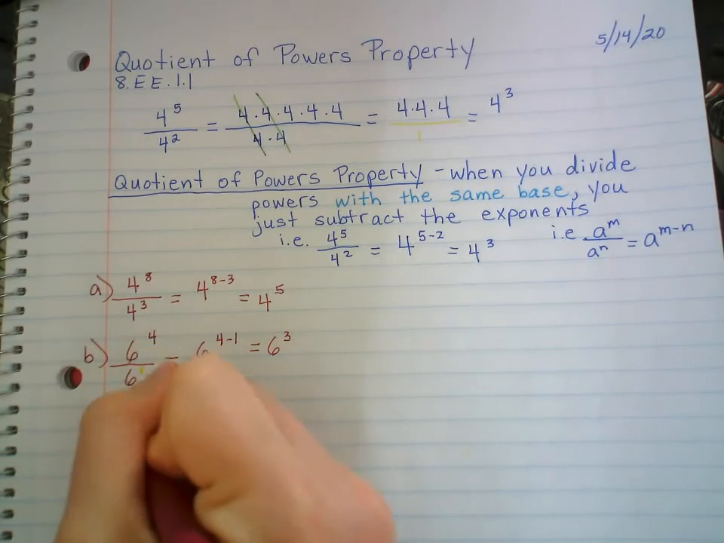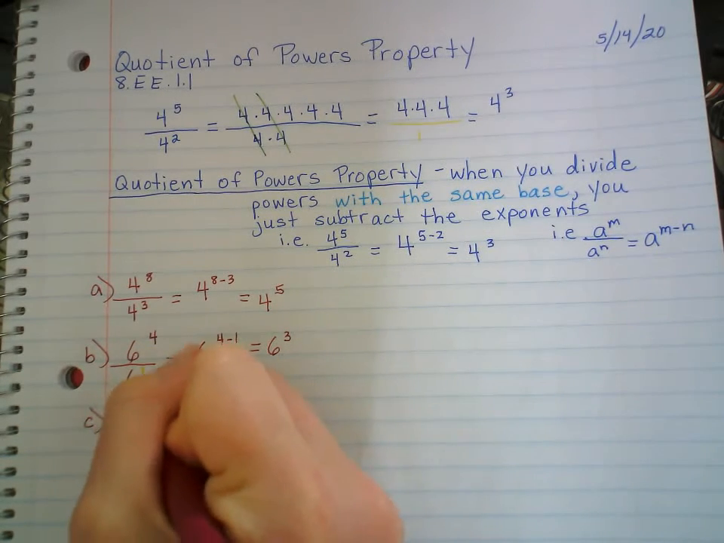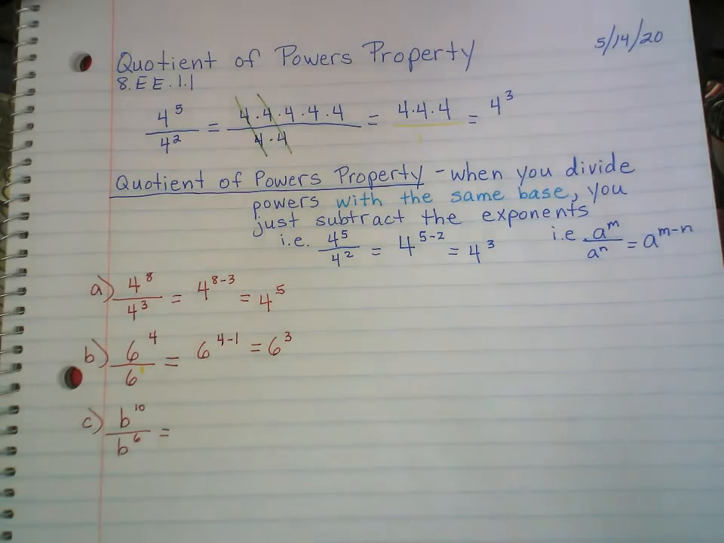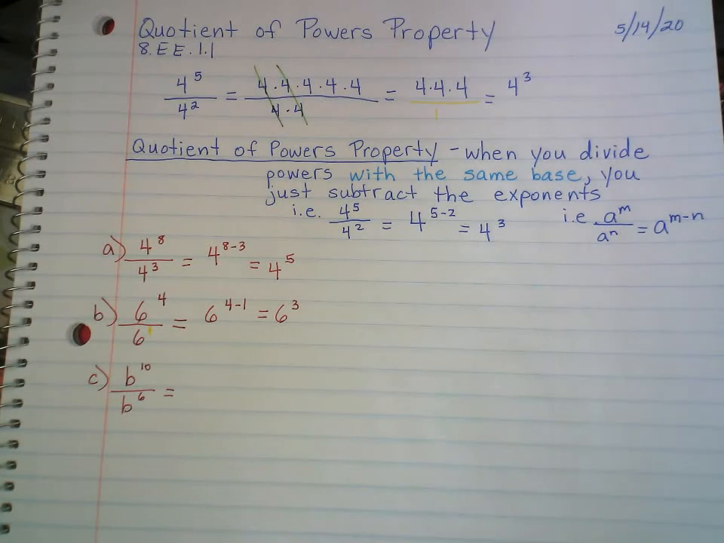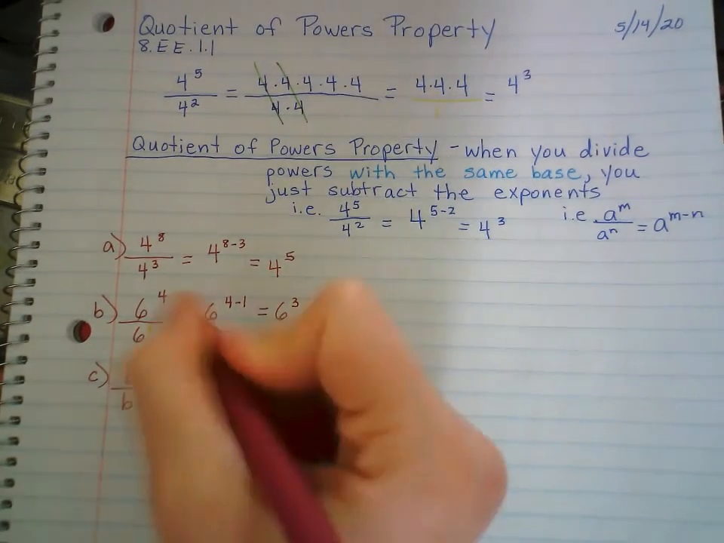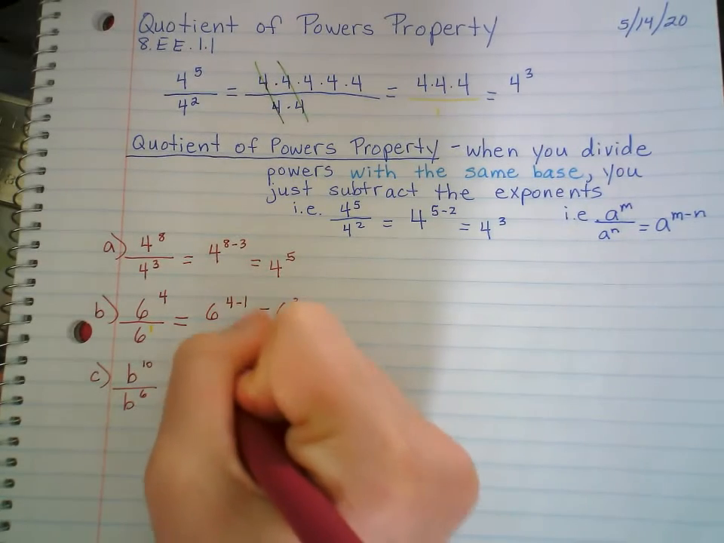Example C. b to the 10th over b to the 6th. Try it on your own. What's it going to be? It's going to be 10 minus 6 is 4, b to the 4th.